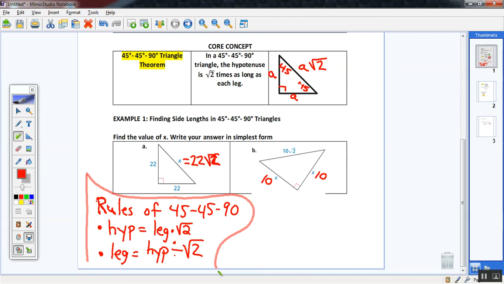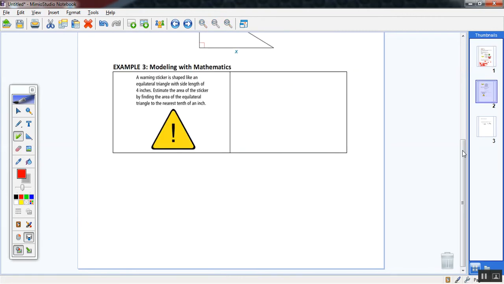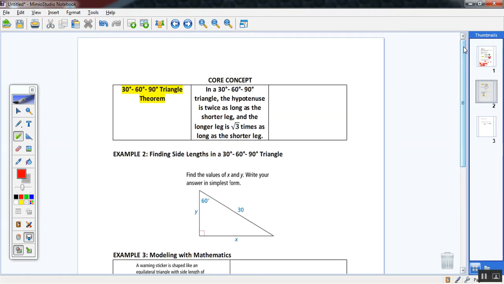So on a 45, 45, 90, how do you find the hypotenuse? Leg times what? And if you're looking for the leg, it's the... Okay, now let's move on to the next page here, kids. You ready? Okay. Second page right here. We're not talking 45, 45, 90 anymore. We're talking what?